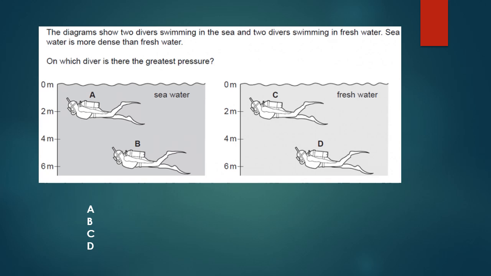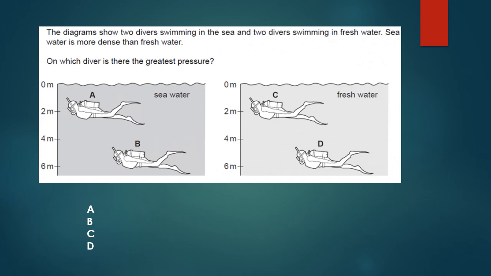So when we think about a liquid and when we think about pressure, we have already studied an equation which connects them. Pressure is equal to depth times density times gravity. Gravity is going to be the same in both of them. It's not going to change. So basically it depends on the depth and density. Now if we look back into the question, it says seawater is more dense than fresh water.